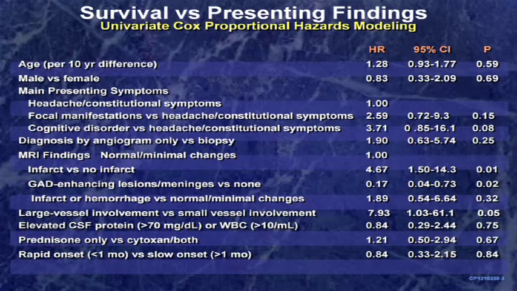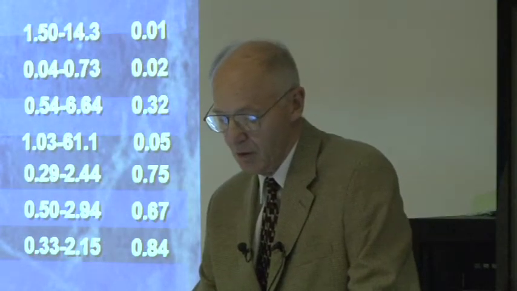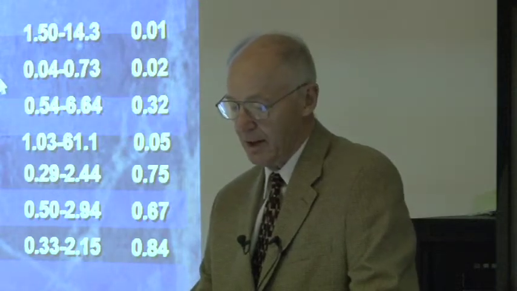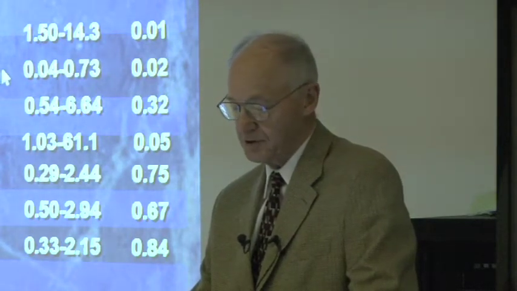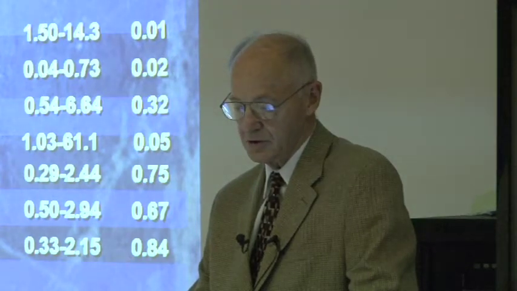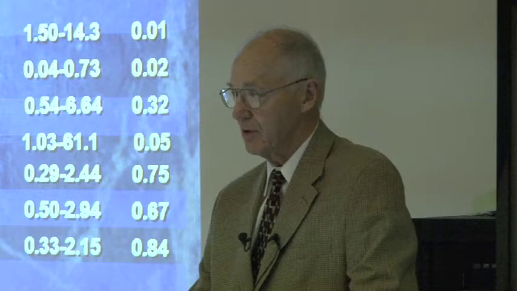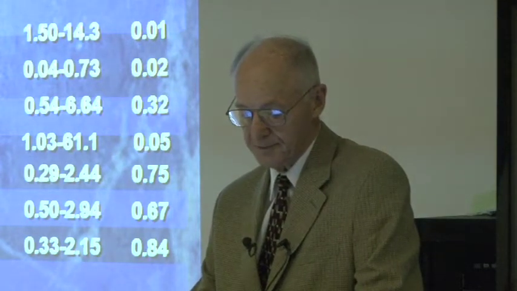What about the MRI findings? Now, if a patient had infarctions on MRI, then the hazard ratio had increased and the difference was significant. So an MRI showing 1 or more infarctions in a CNS vasculitis, that's a bad sign, and the outlook is going to be worse. If there's gadolinium enhancing lesions, either in the meninges or within the parenchyma, the hazard ratio was very low. I was kind of surprised to see that, and it was significant. So these patients have a better than average outlook for CNS vasculitis. We'll talk about that in a minute.